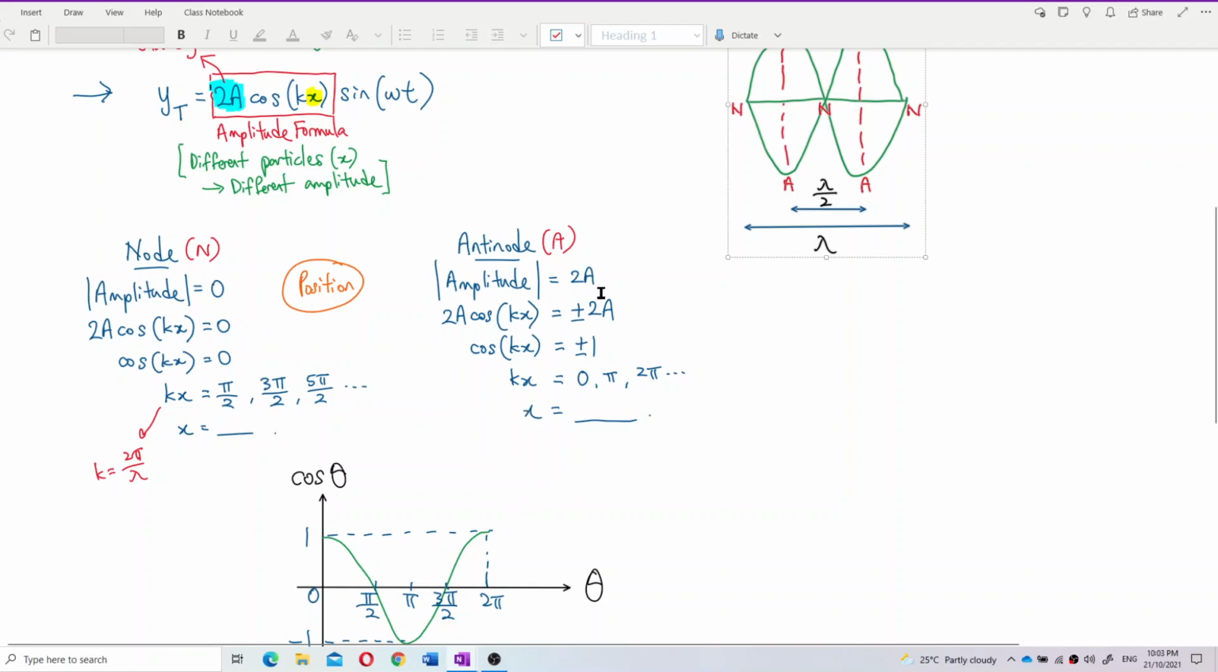Okay, so let us do it. Remember, you must use the modulus on the amplitude, so that when you later remove the modulus, you will get positive and negative values. Okay, this is important. Use this part: node is amplitude 0, antinode is amplitude equal to 2a.